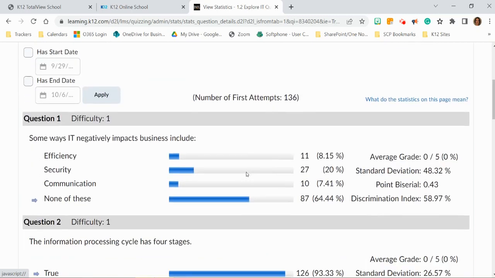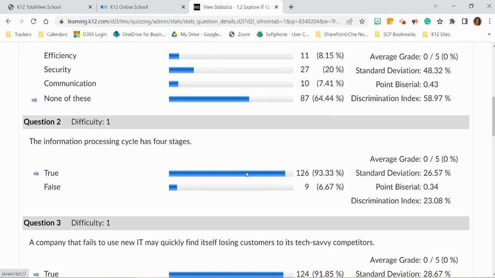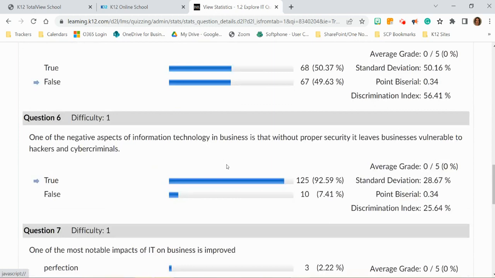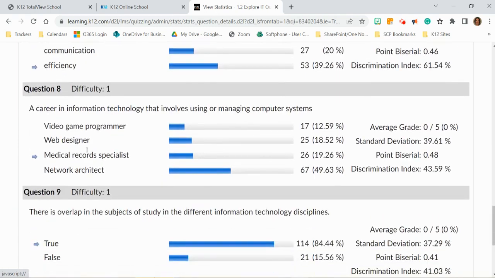And when I'm looking at questions, I'm looking at the question itself. I'm also looking at vocabulary, and I'm trying to think like a student whenever you're looking at these question analyses. So I'm going to look down at question 8. And the question reads, a career in information technology that involves using or managing computer systems is, and they had to select one of these 4 choices.